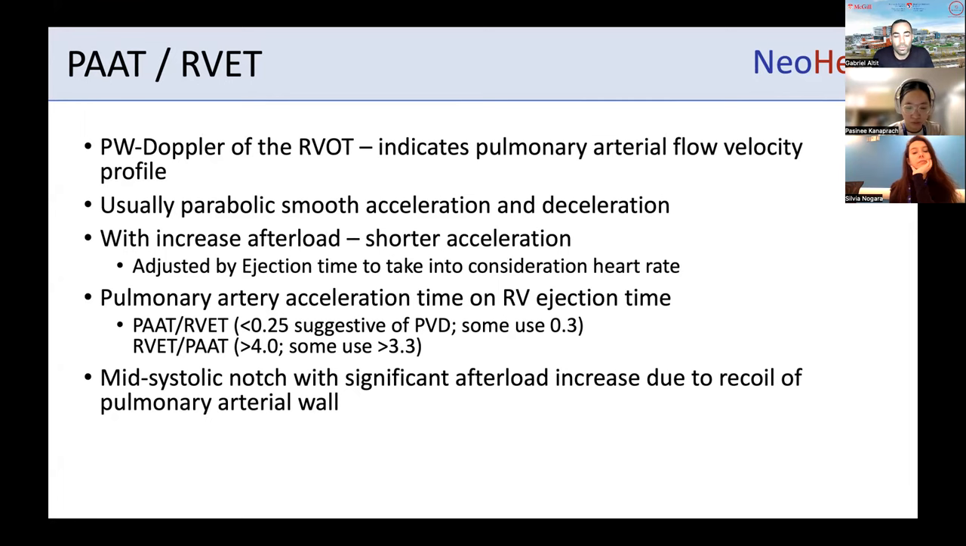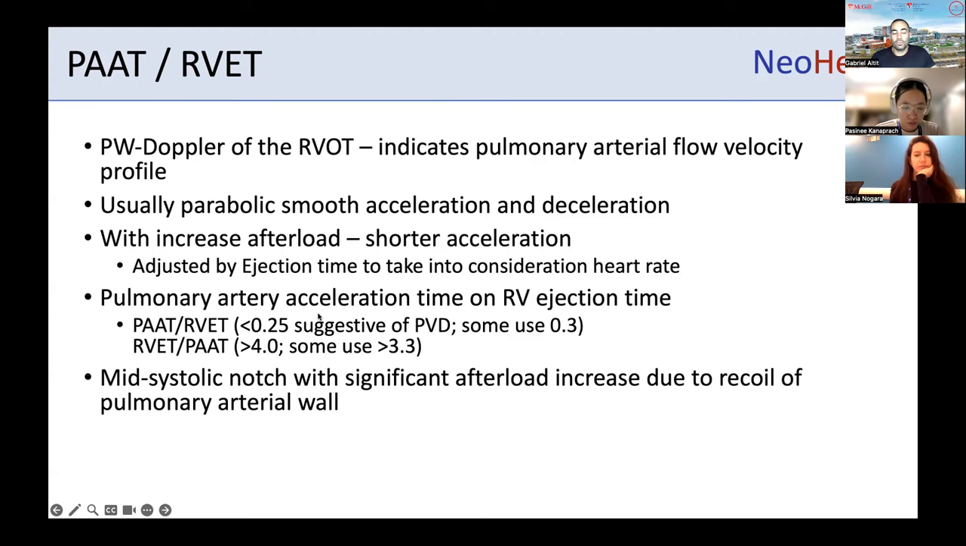Okay. But we normalize it to the ejection time, because we need to take into account the heart rate, which can also change the shape of the Doppler inflow. So if you have a very fast heart rate, the ventricular systole is very fast, right? So this shape may change also because of that. And that's why we adjust to the ejection time.